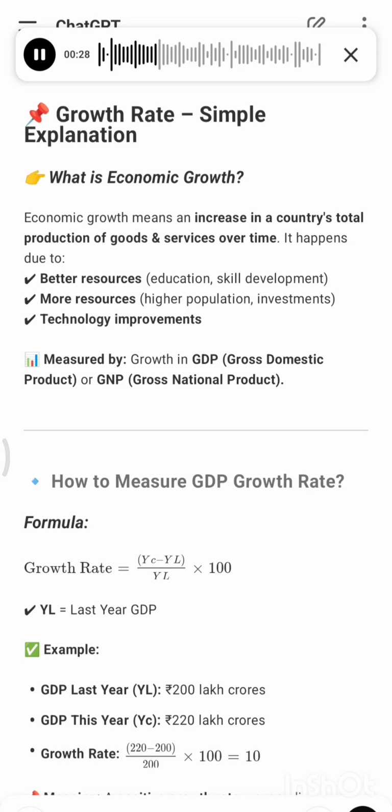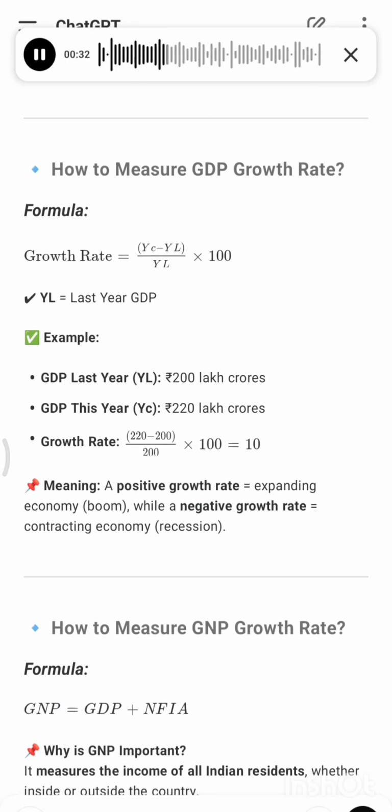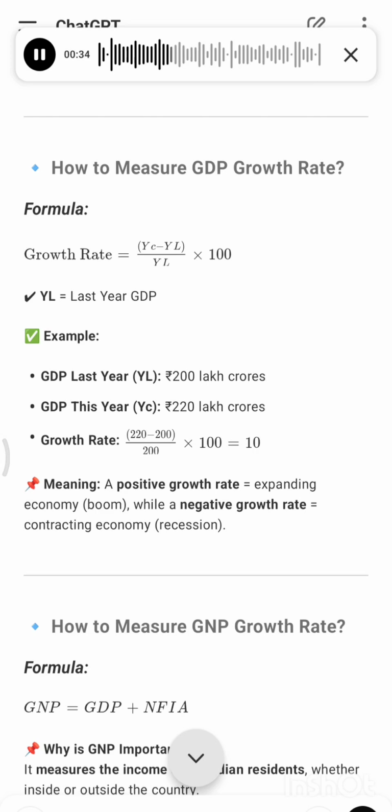How to measure GDP growth rate? Formula: growth rate equals (YC minus YL) divided by YL, times 100. YC equals current year GDP, YL equals last year GDP. Example: GDP last year, YL, is 200 lakh crores, and current GDP, YC, is 220 lakh crores. Growth rate equals (220 minus 200) divided by 200, times 100, equals 10%.